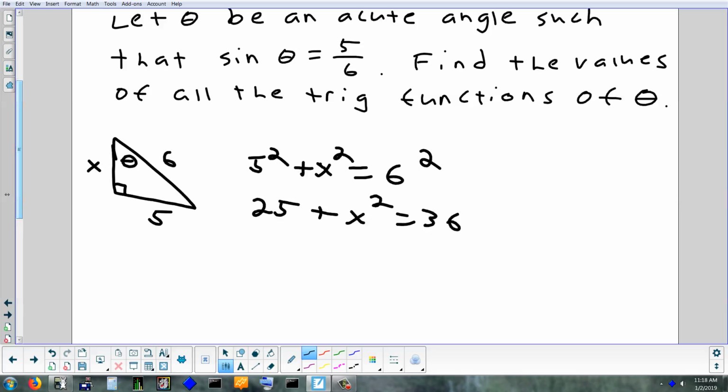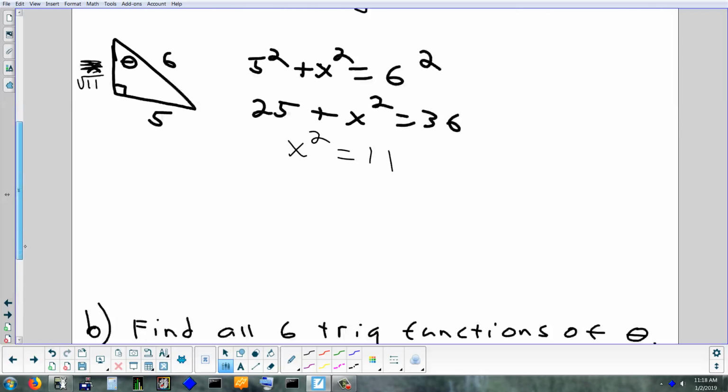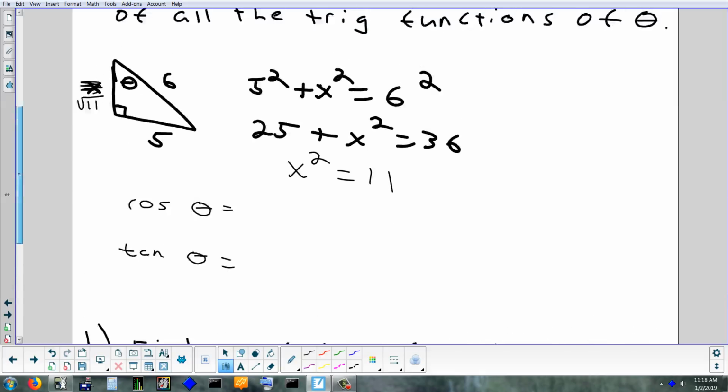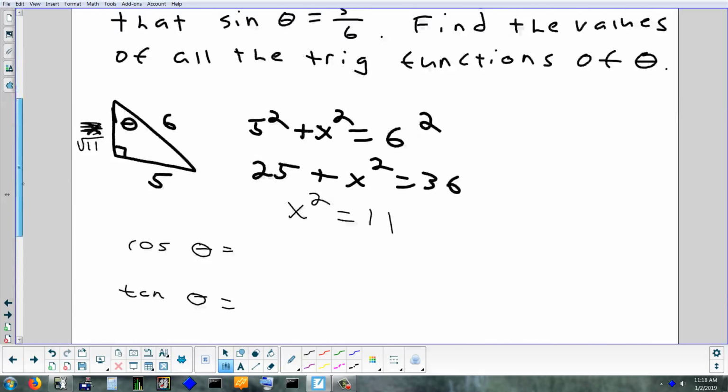And then you would do 5 squared is 25 plus x squared equals 36. You would minus the 25 from 36. All right. And 36 minus 25 is going to give me 11. So we know that the other side is the square root of 11. I would just leave it that way. Unless they tell you to round it, don't worry about rounding it. Okay, so now let's find all the trig functions that we're missing. So they gave me the sine. That one is 5/6.